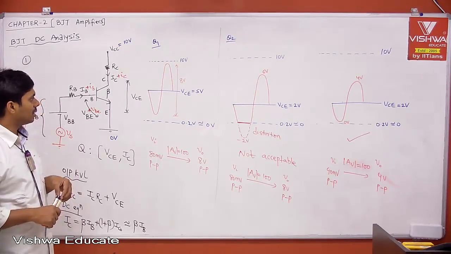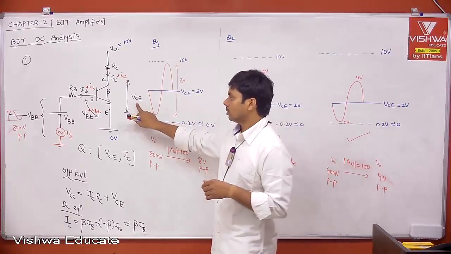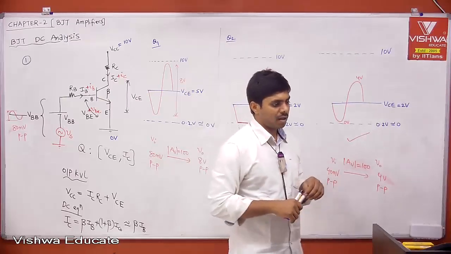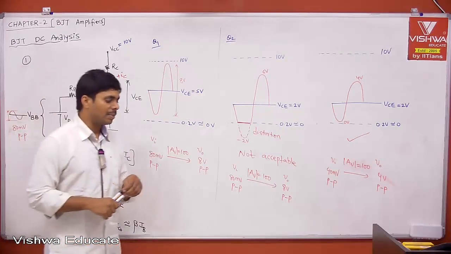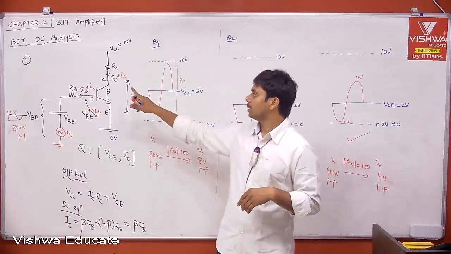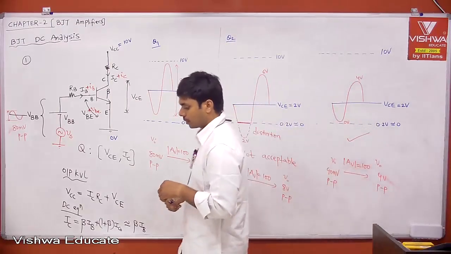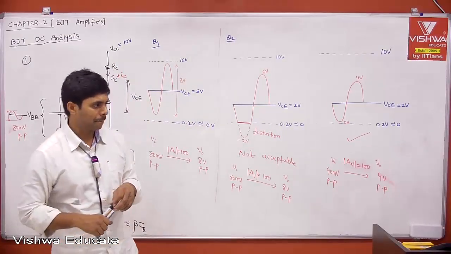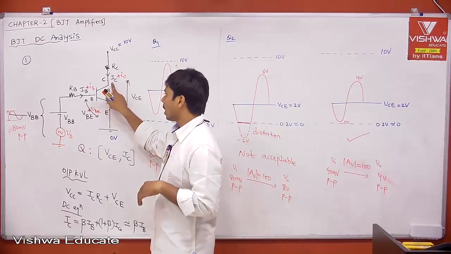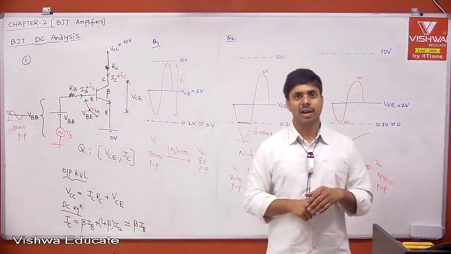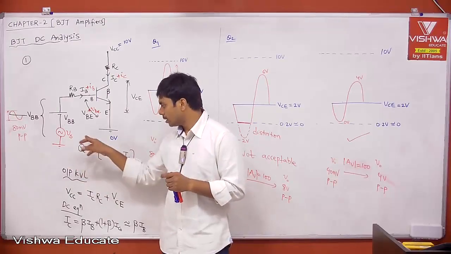The last point, therefore output bias voltage capital VCE and output bias current capital IC define operating point Q. You can write Q like VCE comma IC.